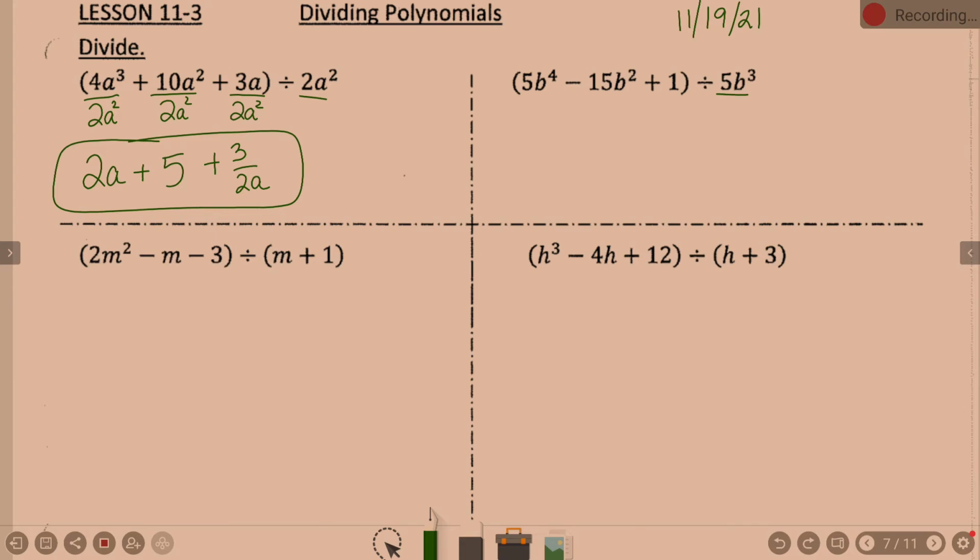Okay? So the fractions may be a little different, but it's just a matter of cleaning it up, simplifying it the best we can.